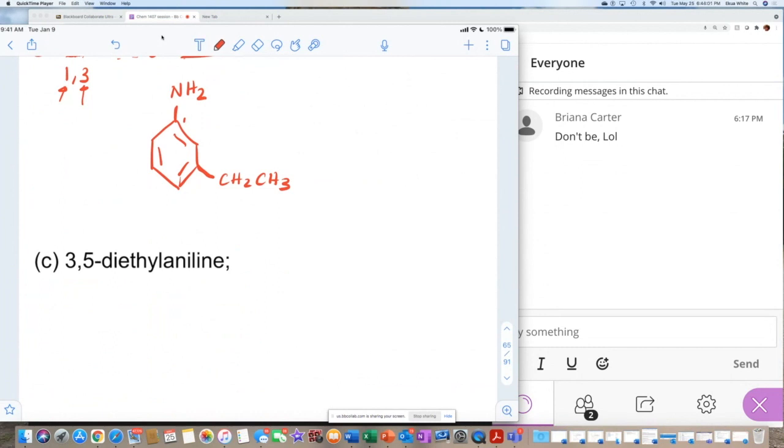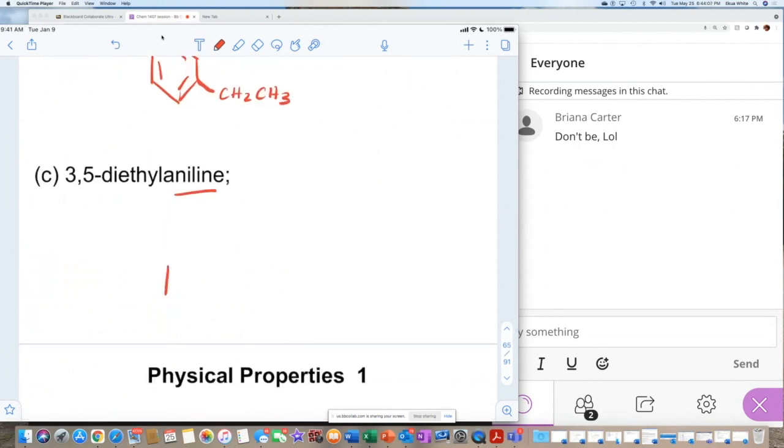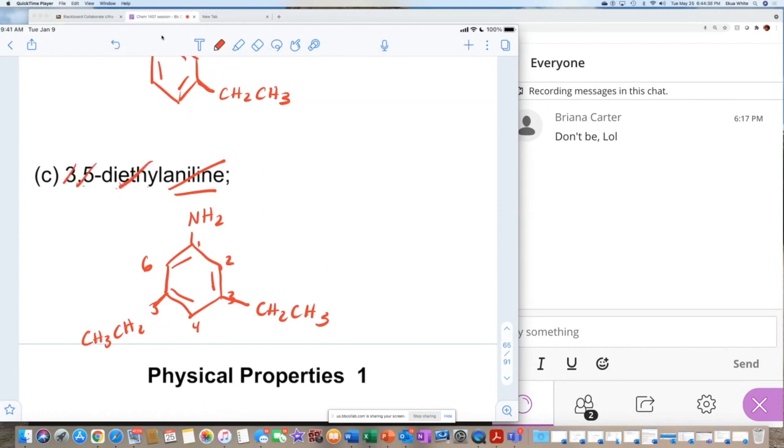3,5-diethylaniline. At least I know this is not on the nitrogen, right? So I'm going to draw my aniline again. Okay, diethyl, so the aniline part is done. This is my carbon 1. This is 2. This is 3. This is 4. This is 5. This is 6. On carbon 3, I have an ethyl, CH2, CH3. On carbon 5, I have another ethyl, CH3, CH2. Okay? So aniline is done, for real. Two ethyls are done on that position. So I am done, right?